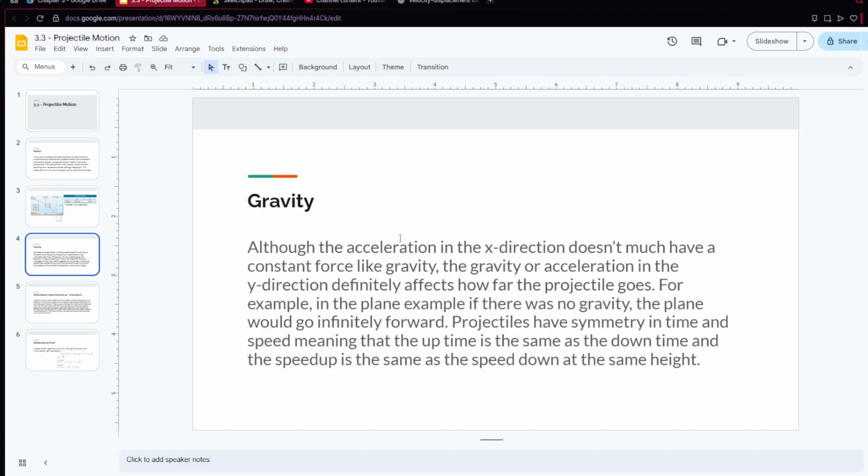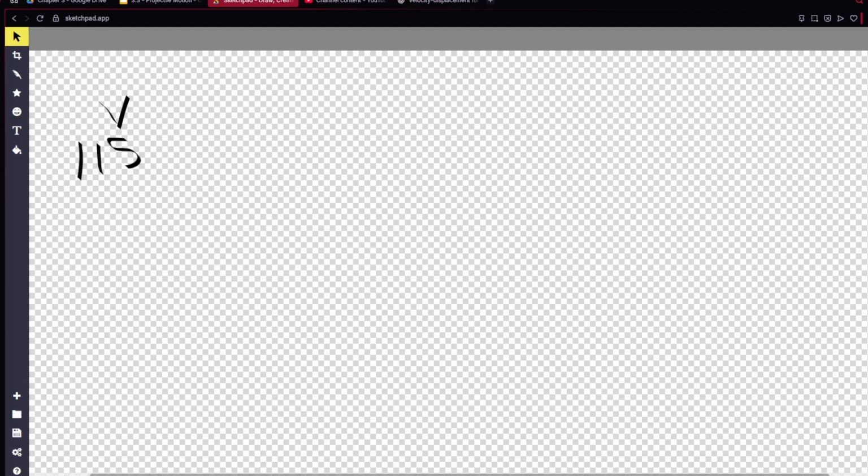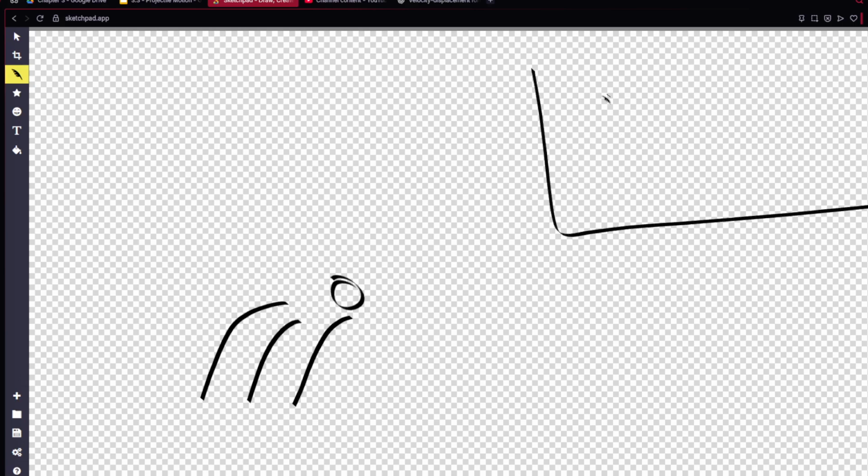Although the acceleration in the x direction doesn't have a constant force like gravity, the acceleration in the y direction definitely affects how the projectile goes. So, let's go back to a baseball example here. Let's throw a baseball towards the crowd. Let's say this is the bleachers here and there's people here. This ball's motion, if we put it on a graph, probably looks something like this.